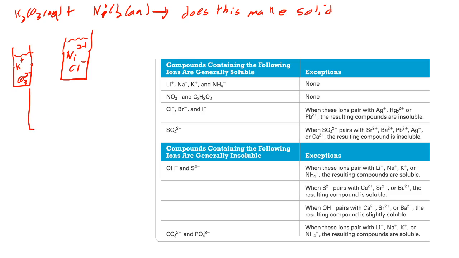So what we do though is we take both of these and we dump them together. Now they could be in two separate beakers and you pour them in, or it could be something where you've got one beaker and you add the other substance. Both work.